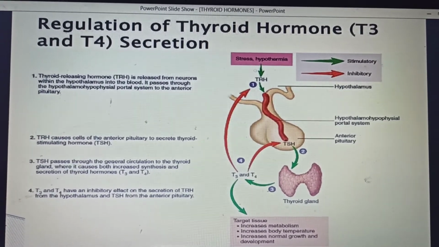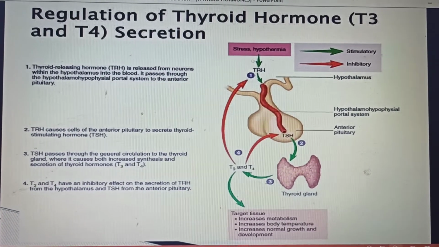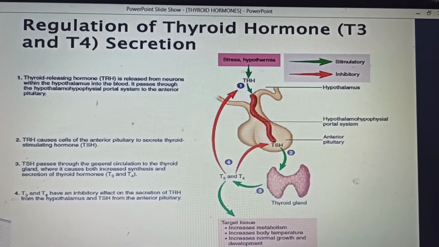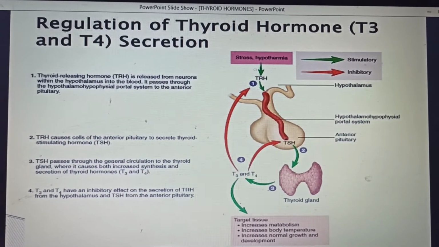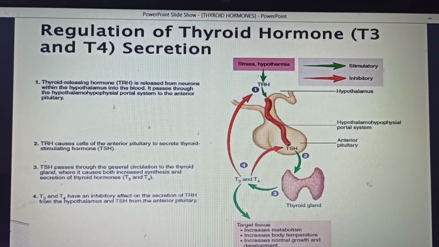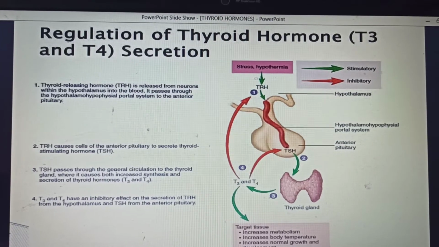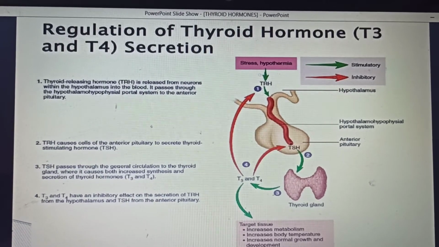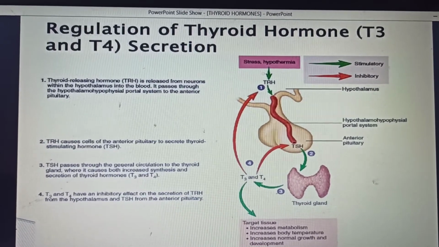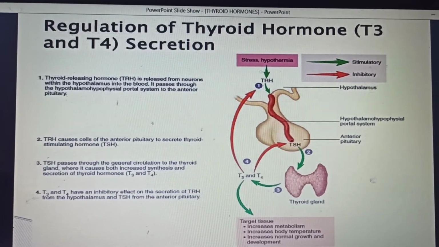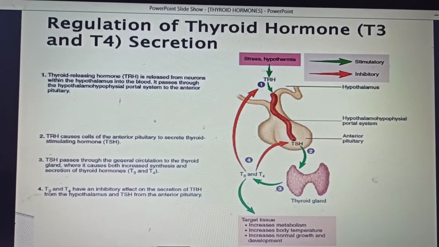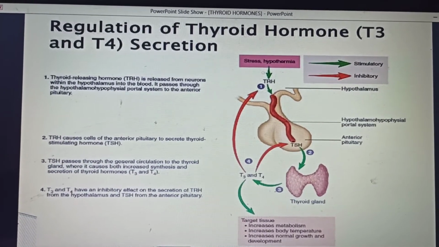So T3 and T4 have an inhibitory effect on the secretion of TRH from the hypothalamus and TSH from the anterior pituitary. This is nothing but the negative feedback inhibition, which is shown in the red color, and when the levels fall, there is stimulation of the hypothalamus and anterior pituitary to secrete more TRH and TSH, so that there will be increased production of the thyroid hormones.